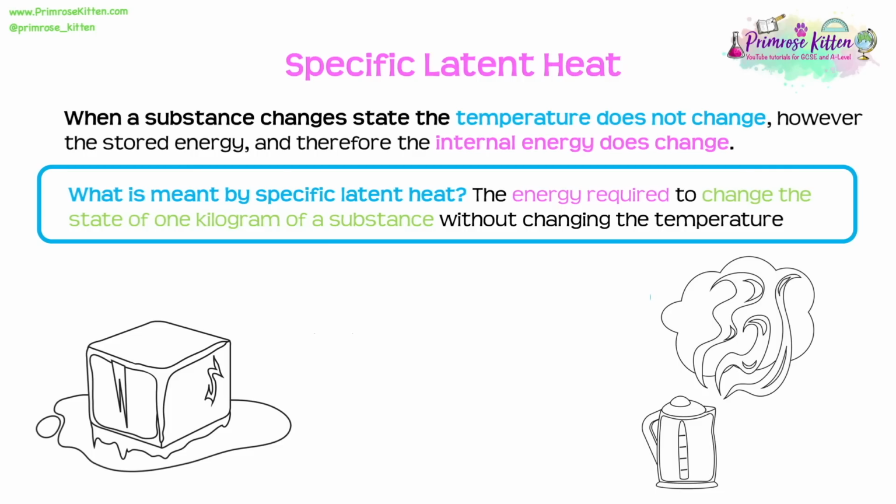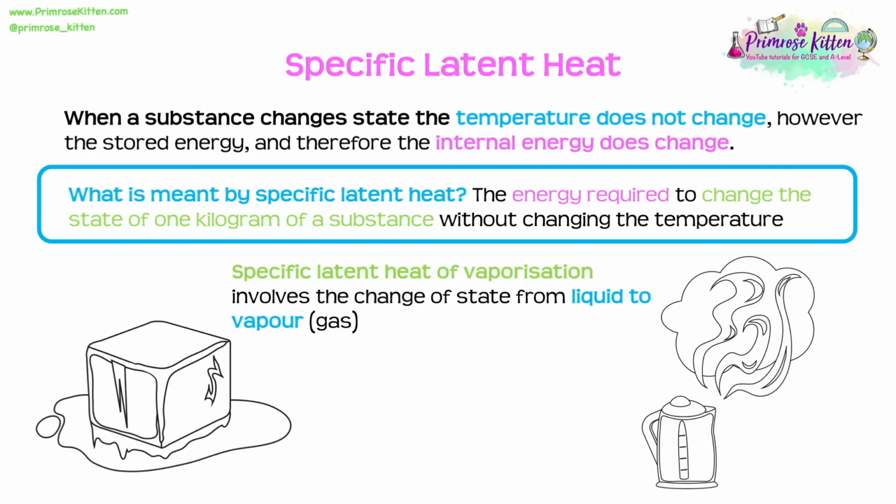So we've got two different variations of specific latent heat. We've got specific latent heat of vaporization and specific latent heat of fusion. Specific latent heat of vaporization involves changing the state between liquid and vapor. I like to think vaporization, the vapor's in there somewhere, the gas, okay? So that could be going from liquid to vapor or vapor to liquid. We will still refer to this as the specific latent heat of vaporization.